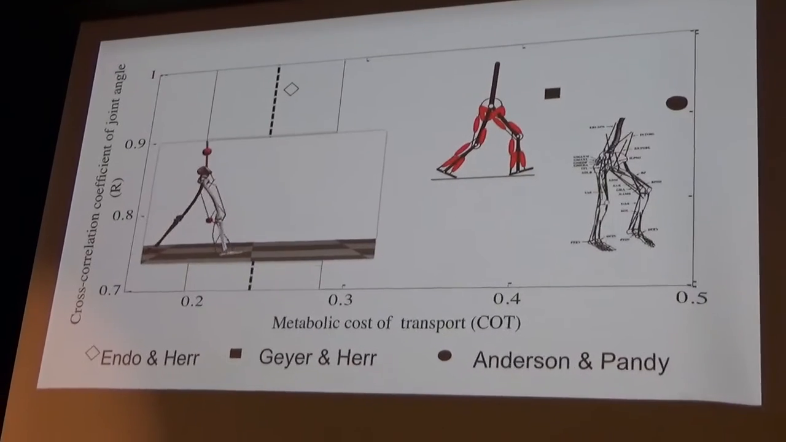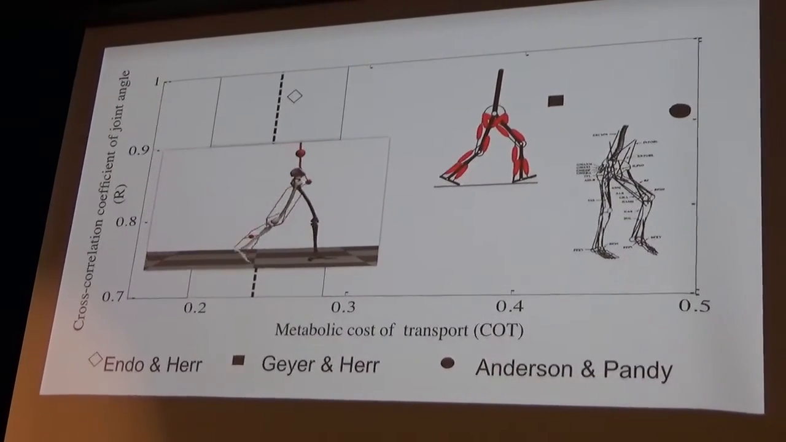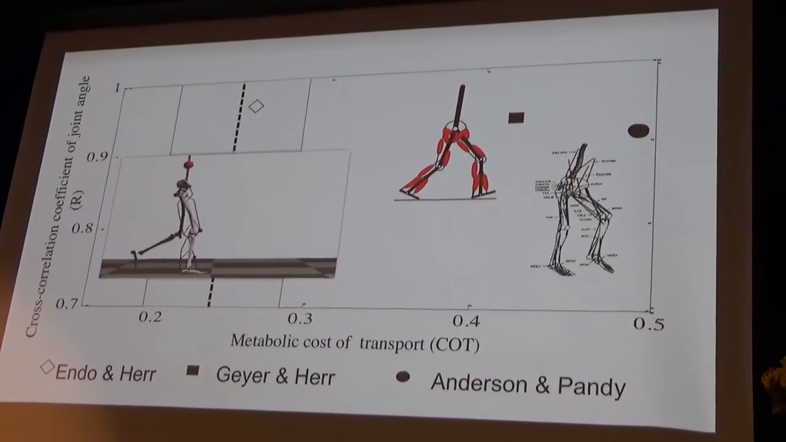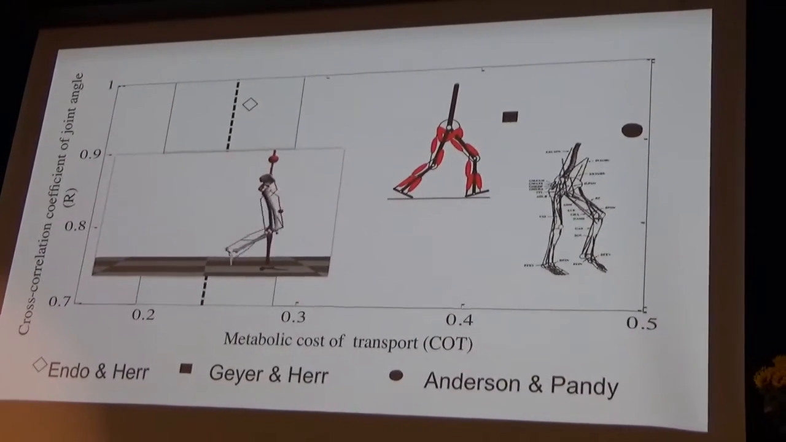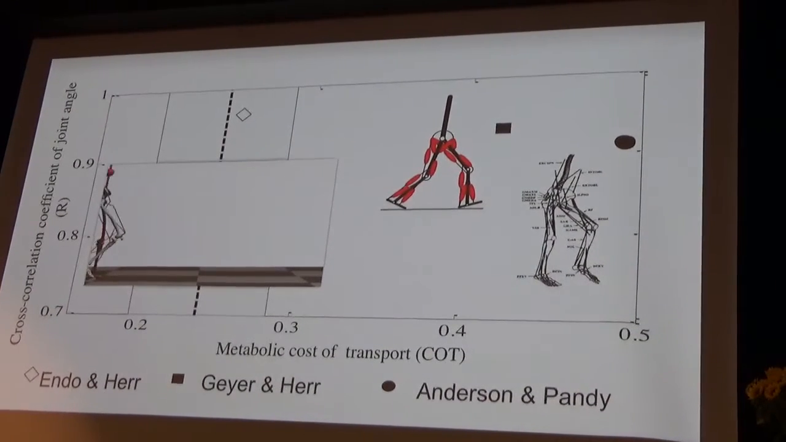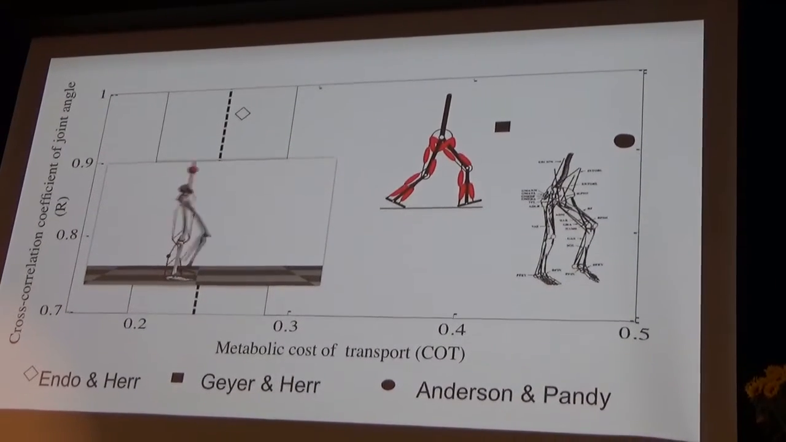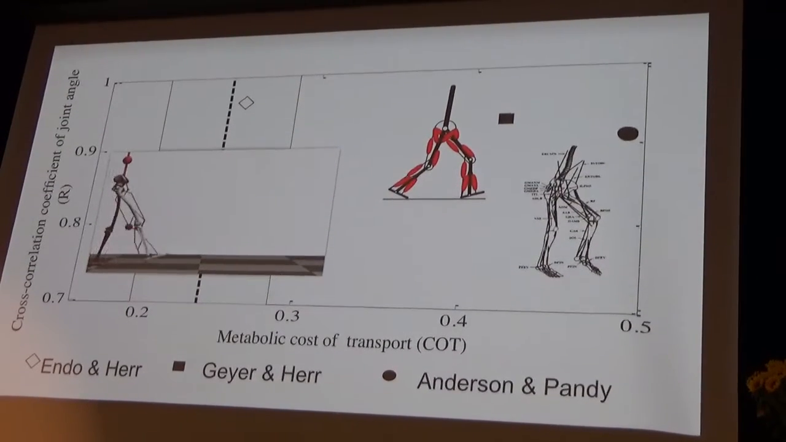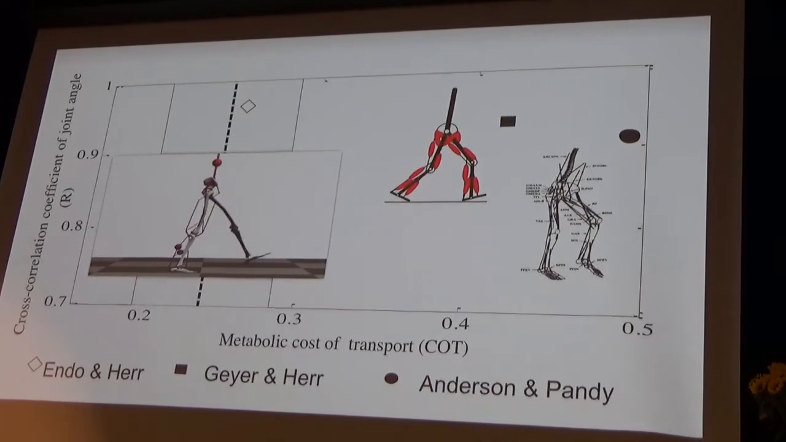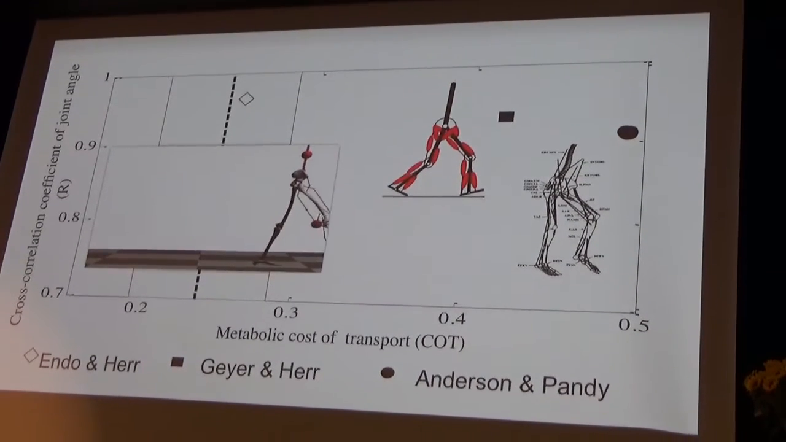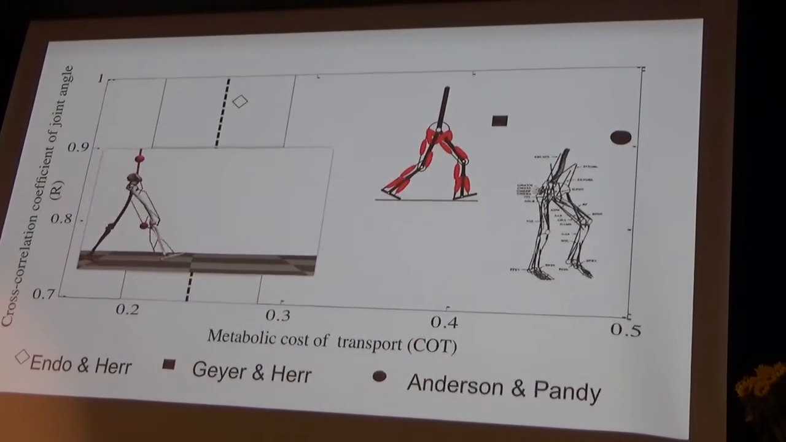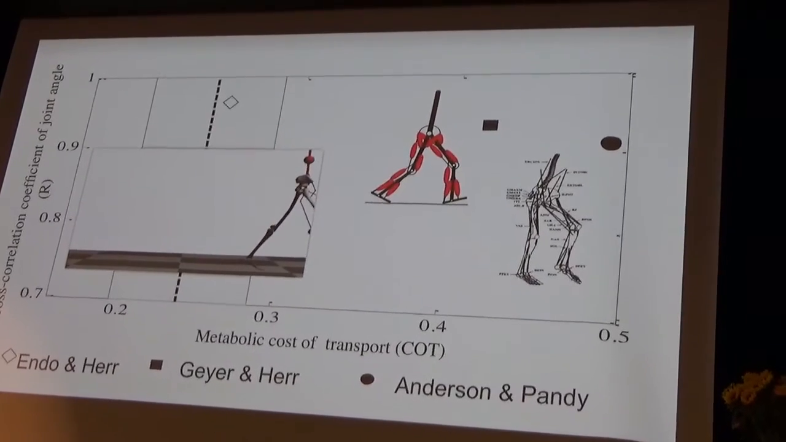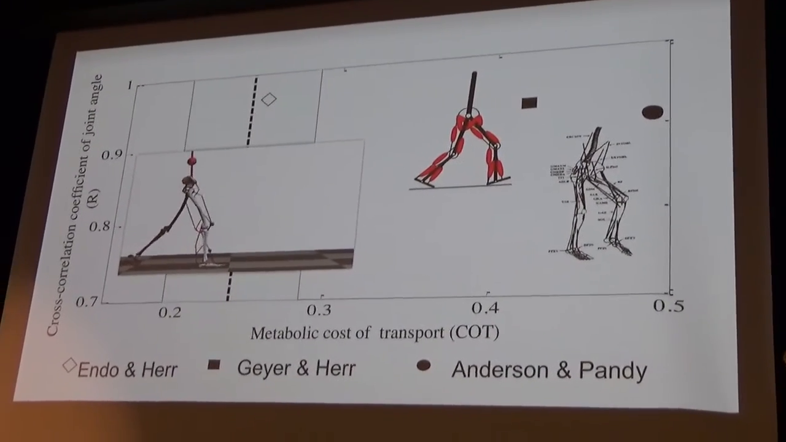It's called the Endo-Her model. There's 3 models shown here: Endo-Her, Guile-Her, and Anderson and Pandy. So the space is, on the y-axis is the cross-correlation coefficient R. So if a model walks perfectly like a human in a kinematic sense, you have an R equal 1. On the x-axis is the metabolic cost of transport, a dimensionless quantity, the amount of energy to transport unit weight, unit distance. And the shaded region is where a human walks metabolically. So we want a model that's within the shaded region and with an R value that's high.